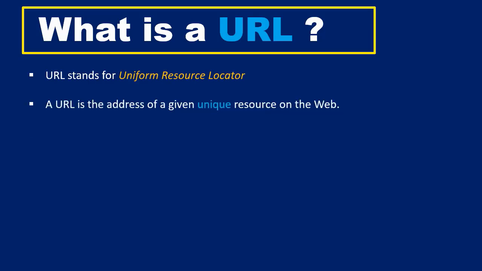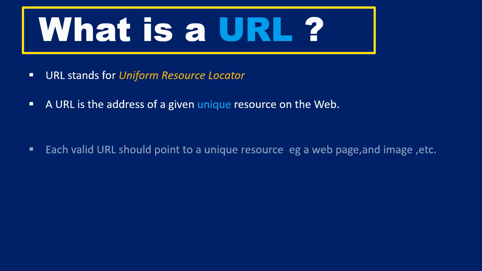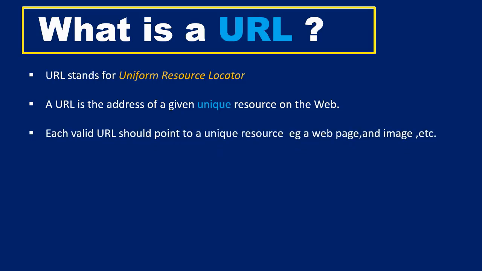In theory, each valid URL should point to a unique resource. It could be a website or a page within a website, it could be images on a website, or any other resource that you're trying to get access to. Let's take a look at some basic examples of a URL.